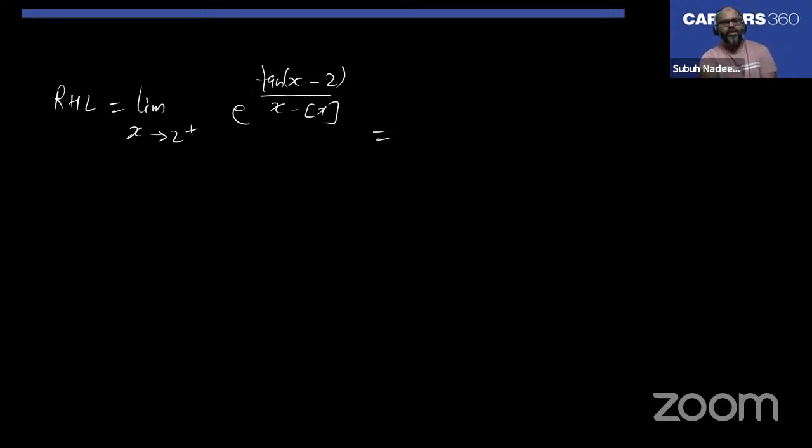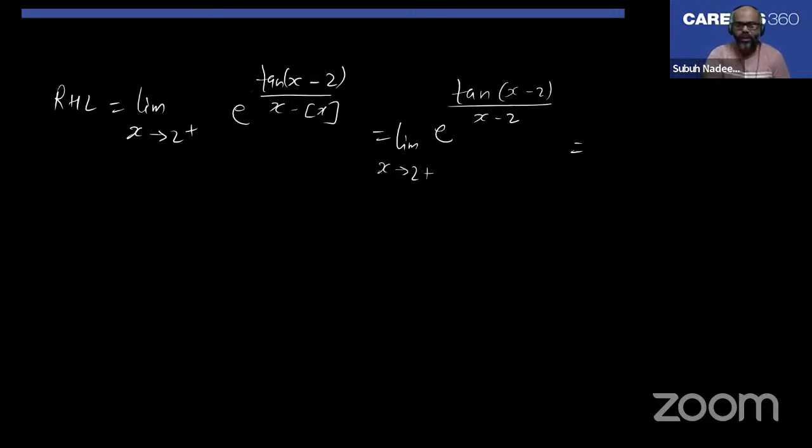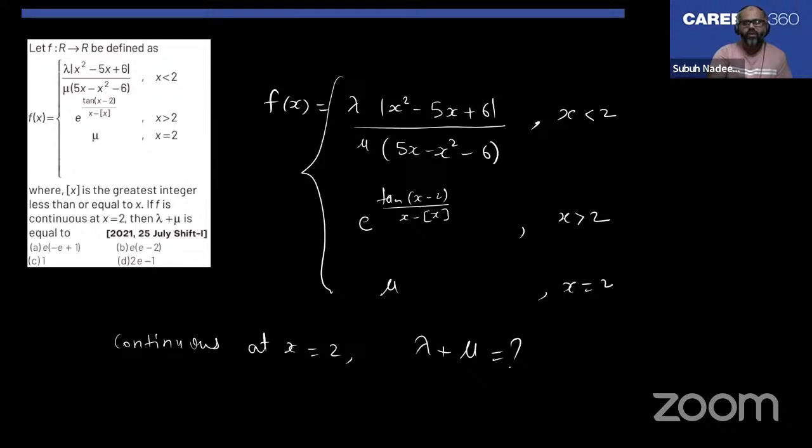Now if we take x as 2 plus, then greatest integer of x will be 2. So we can say that it is e to the power tan(x minus 2) by x minus 2, where limit x is approaching 2 plus. Now, if you take x as 2 plus, slightly greater than 2, x minus 2 will approach 0. So tan theta by theta, where theta approaches 0, is equal to 1. So this will become e to the power 1, which is e. So this is the right hand limit, and the value of the function at 2 is mu.